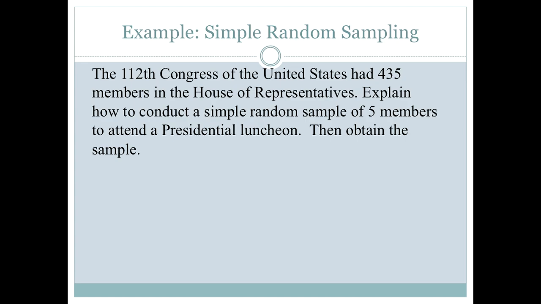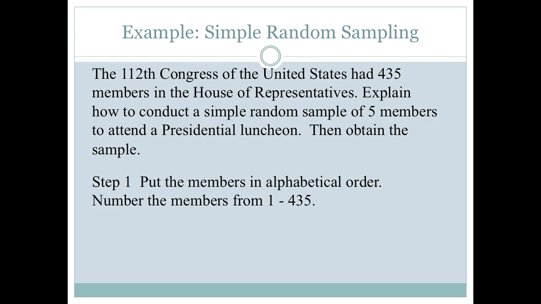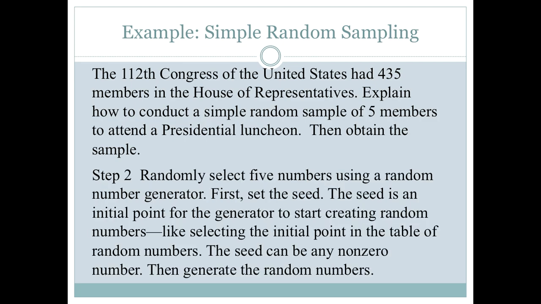So the 112th Congress of the US had 435 members in the House of Representatives. Explain how to conduct a simple random sample of 5 members, then obtain the sample. So step 1 would be to put the members in some kind of order. Okay, we could do alphabetical order from 1 to 435. And then basically what you'd do is you'd randomly select 5 numbers using some kind of random number generator. You'd set the seed, which is kind of the initial starting point for the generator. And you could use a generator online, you could use a graphing calculator, it doesn't really matter.